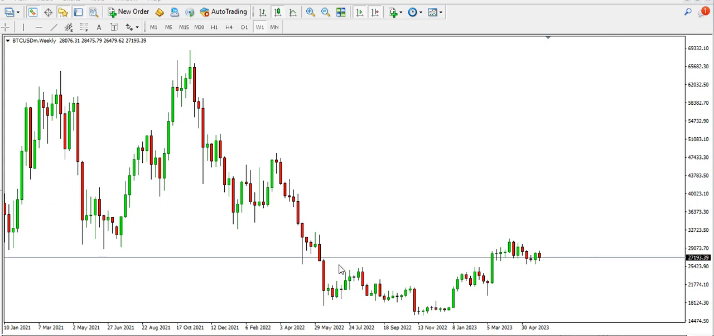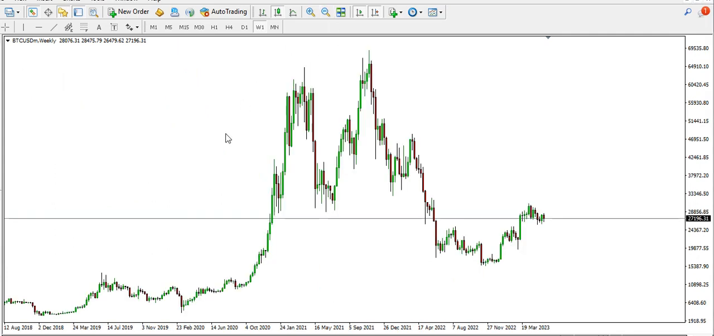Today we'll be looking at how we can trade BTCUSD, that's Bitcoin, on the lower time frame. I'll be starting with the analysis of Bitcoin on the higher time frame. I'll be starting with the weekly time frame.